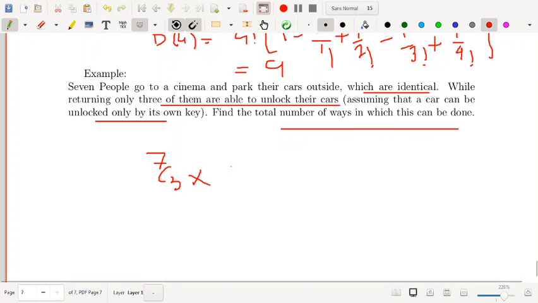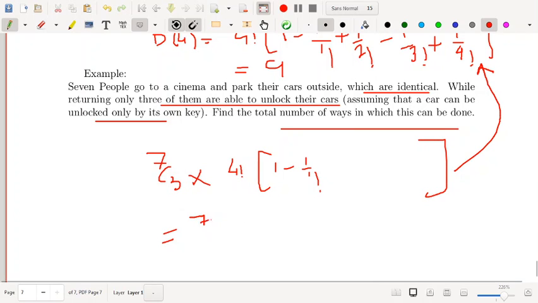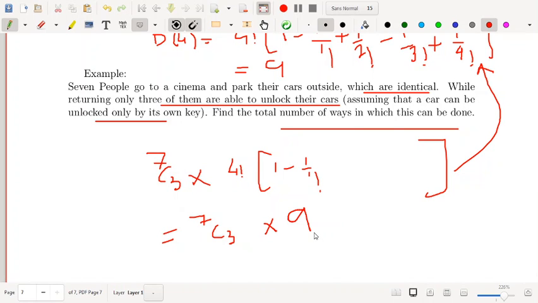Okay, so how will you explain that? Same result, factorial 4 into (1 minus 1 by factorial 1...), I already explained this result, the above result. So you will see 7C3 into 9. So this is how you will apply the derangement. Some people are getting their things, but some people are not getting their things. So these are multiplied, using the product rule.